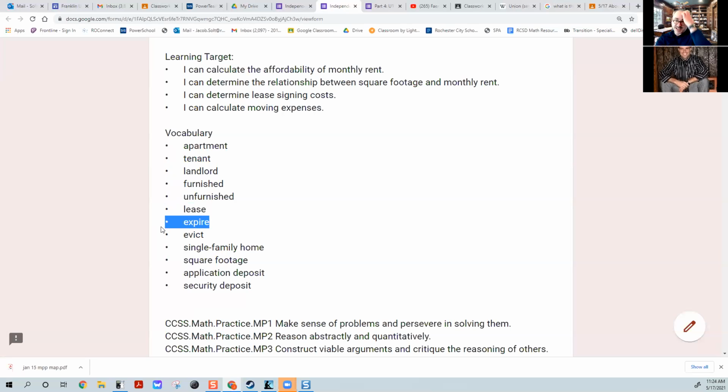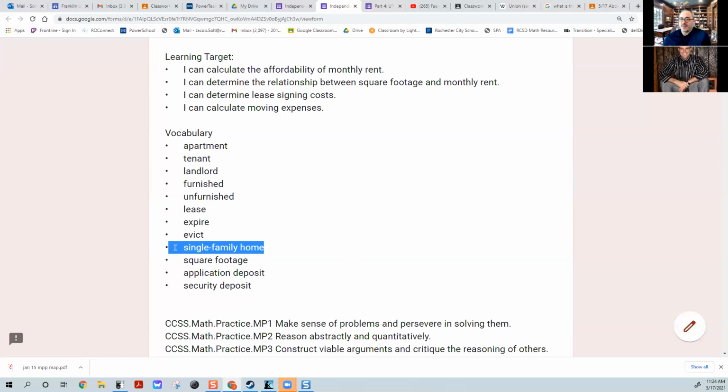Expire means that when something expires, it goes bad. It is no longer valid. That kind of thing. Evict means to move someone out. Like if a tenant is borrowing an apartment and doesn't pay their rent, the landlord has to go through lots of legal steps and can eventually evict the tenant, and the police come and just move their stuff out and move the people out, and the landlord changes the locks.